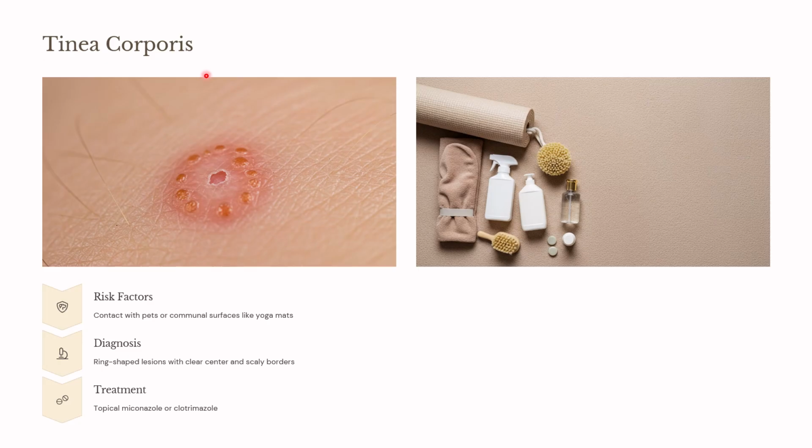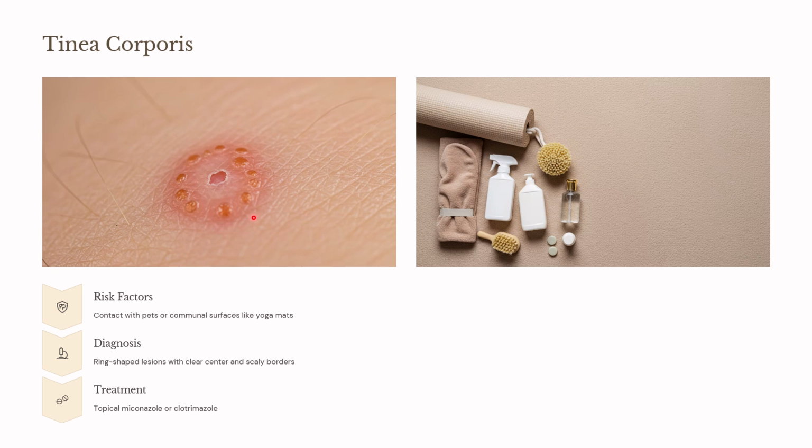What about tinea corporis? Tinea corporis is colloquially called ringworm, because it is in the form of a ring. So how will they give you a hint that it is tinea corporis? Mostly, tinea corporis can be contracted by contact with pets or when sharing communal surfaces like a yoga mat.